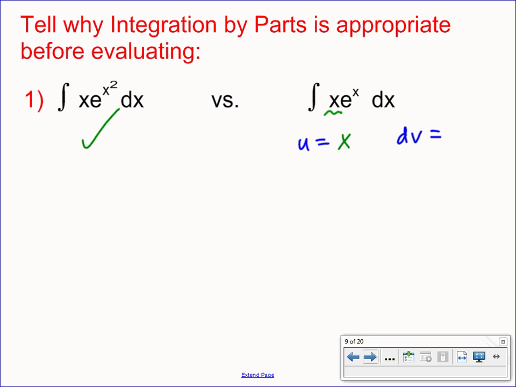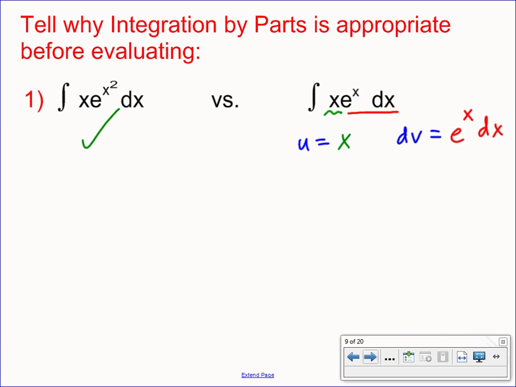Then the remaining piece, e to the x dx, is going to be dv. Notice how my entire integrand is accounted for: the x, the e to the x, and the dx. There's my u dv. So this is really the integral of u dv, but I need the other pieces in my formula. From u, I need to get down to du, and from dv, I need to go up the ladder to v. Then I'll have a u, a v, a du, and a dv, and I can just plug in.